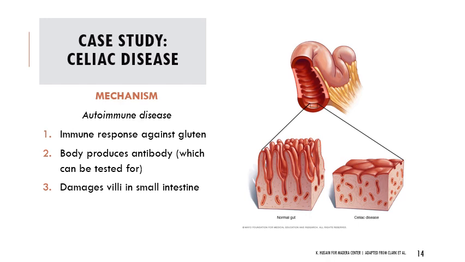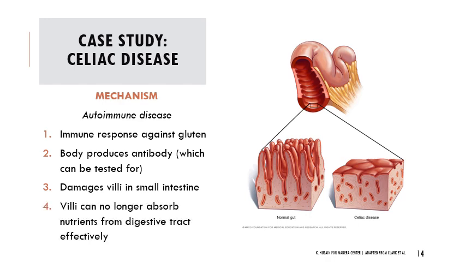So it flags those as dangerous, and it starts attacking these structures called villi, which increase the surface area of our small intestine. So then your villi are decreased in surface area, and they're no longer effectively able to absorb nutrients from our digestive tract. So we go from having a normal gut with tons of surface area to a diseased gut with very little surface area. And I'll show you pictures of that on the next slide.